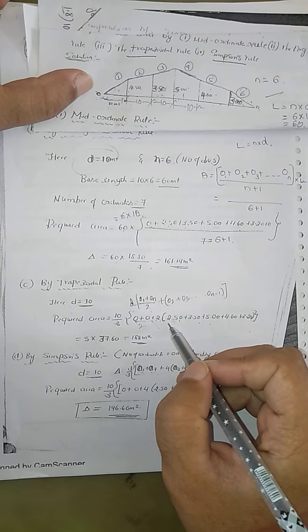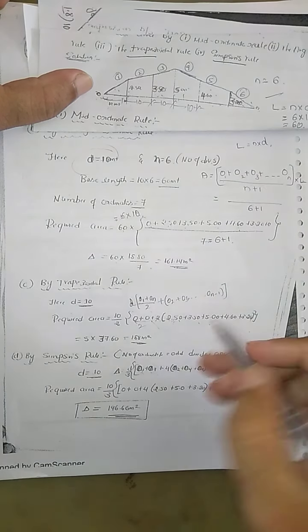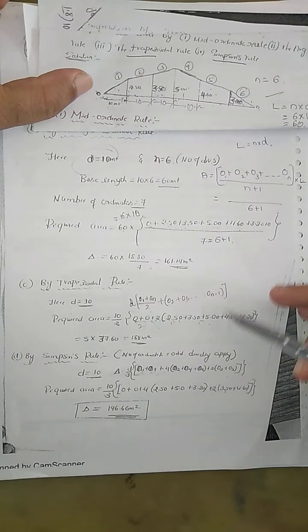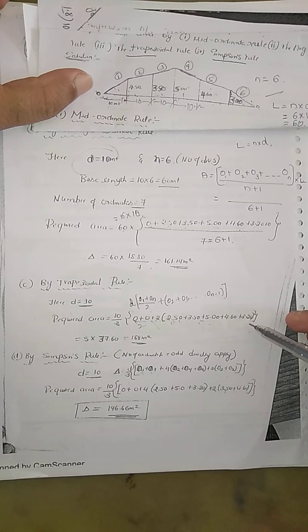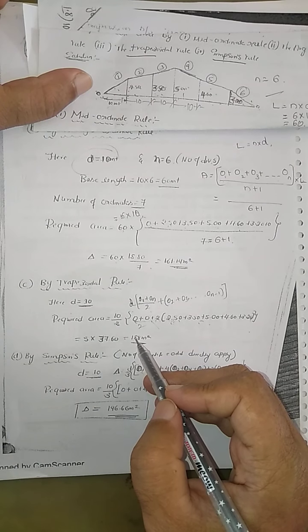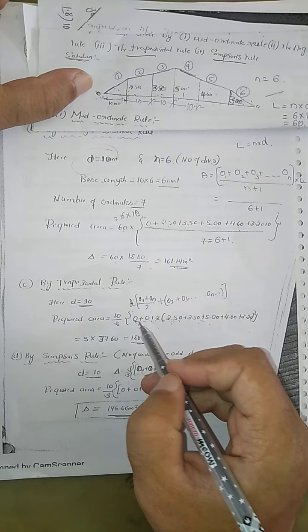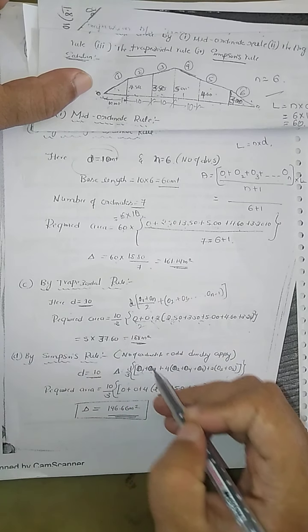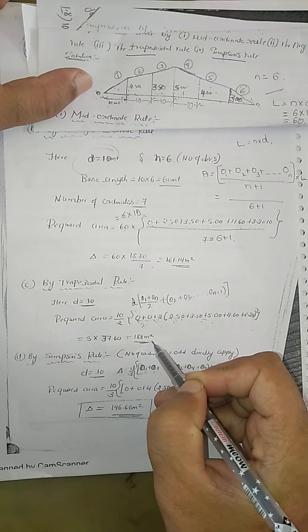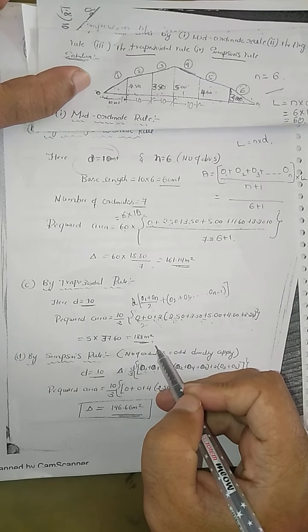The ordinates are: first one is 2.5, then 3.5, then 5, then 4, 4.6, then 3.2. Then what you need to do is multiply it with the distance D, which is 10. So if you simplify this, you are going to get the answer as 5 into 37.6.